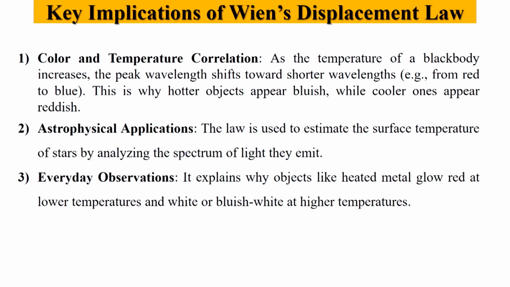This is a very important equation, and the key implications of Wien's displacement law are the color and temperature correlation we talked about, astrophysical applications, and everyday observations, like heated metal glowing red at lower temperature and whitish or bluish white at higher temperature. Even when you are burning your cooking stoves, where they are peaking at the highest, the inside looks bluish, and the other side looks yellowish and reddish. So, those kinds of things are there.